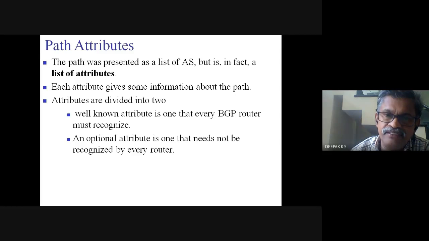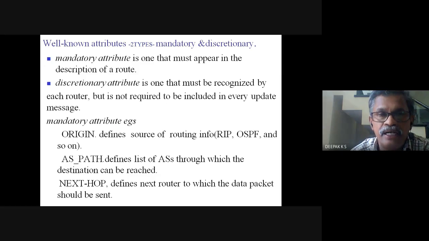The attribute itself is either well-known or optional. So two types. Something which everyone must recognize is a well-known attribute. An optional attribute need not be recognized by every router. So the path is a list of attributes. Well-known attributes, which are recognized by all routers, are mandatory or discretionary. A mandatory attribute is one that must appear in the description of a node. A discretionary attribute is one that must be recognized by each router, but is not required to be included in every update.